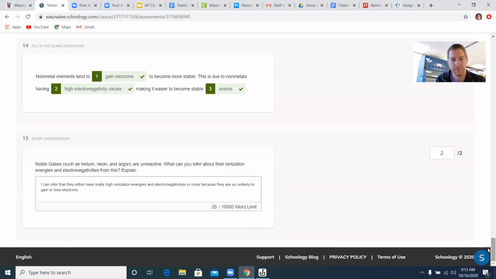The last answer, noble gases are not reactive because they have a full outer shell of electrons. They're not going to gain or lose electrons. So again, this student mentions they're not going to gain or lose. If you have a high ionization energy, that means it's going to be really tough for you to lose electrons. If you have a low or no electronegativity, that must mean then you are going to not be able to gain the electrons at that point.